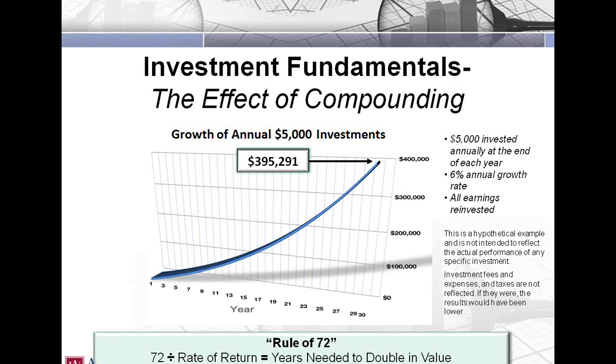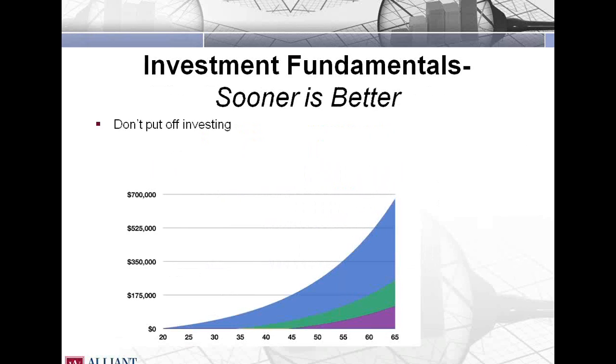to double in value. You can also use the rule of 72 to estimate the rate of interest you'll need to double your investment in a given number of years. Just divide 72 by the number of years. For example, in order for an investment to double in value in 4 years, you would need an annual return of 18%, 72 divided by 4.